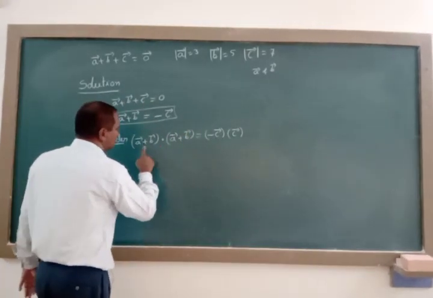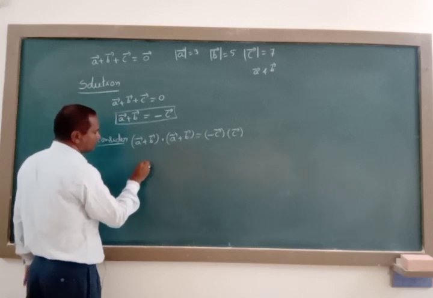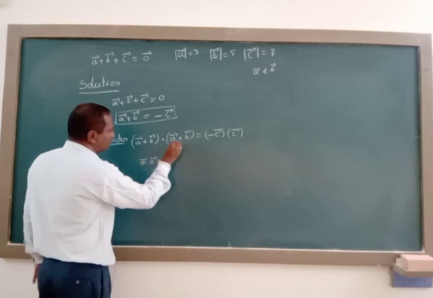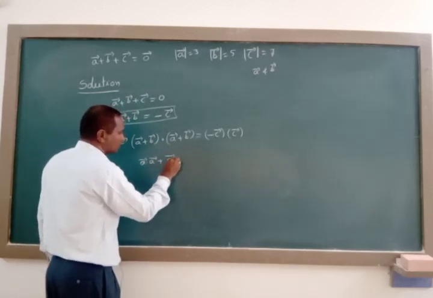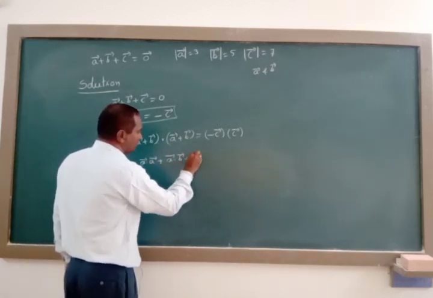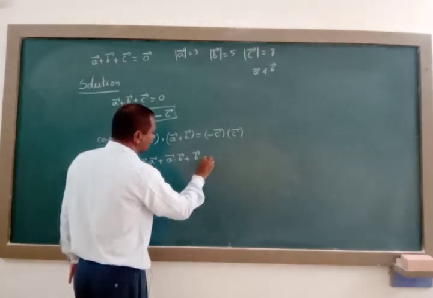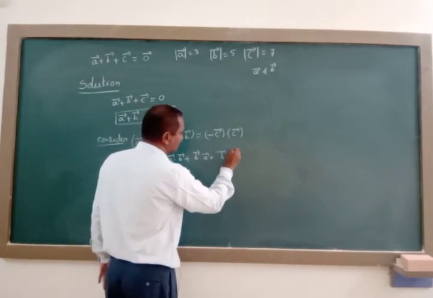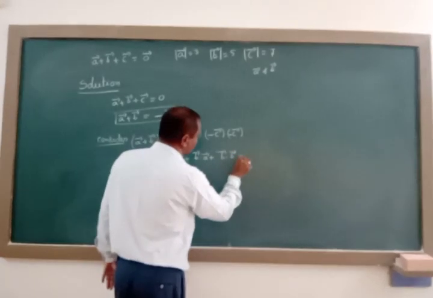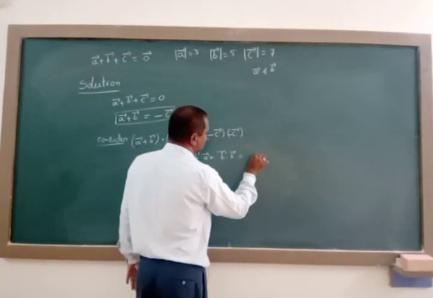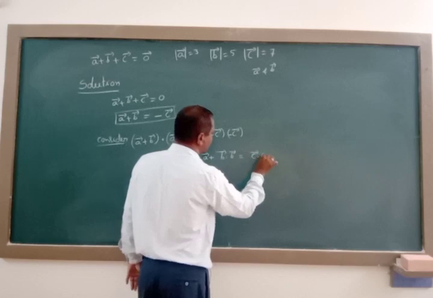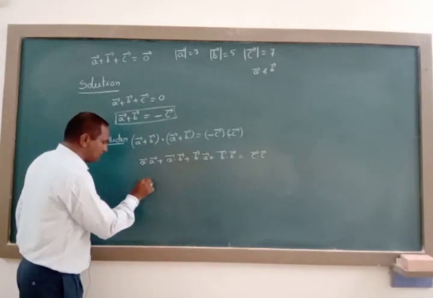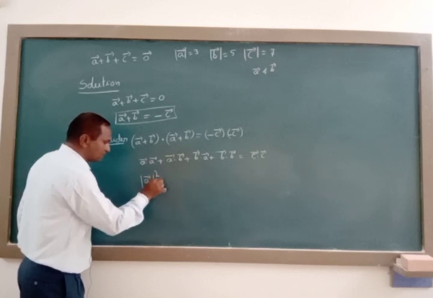A bar plus b bar is a bar dot a bar. Next one is a bar dot b bar. Next one is b bar dot a bar. Next one is b bar dot b bar, is equal to minus plus c bar dot c bar. That is, a bar dot a bar means magnitude of a bar whole square.